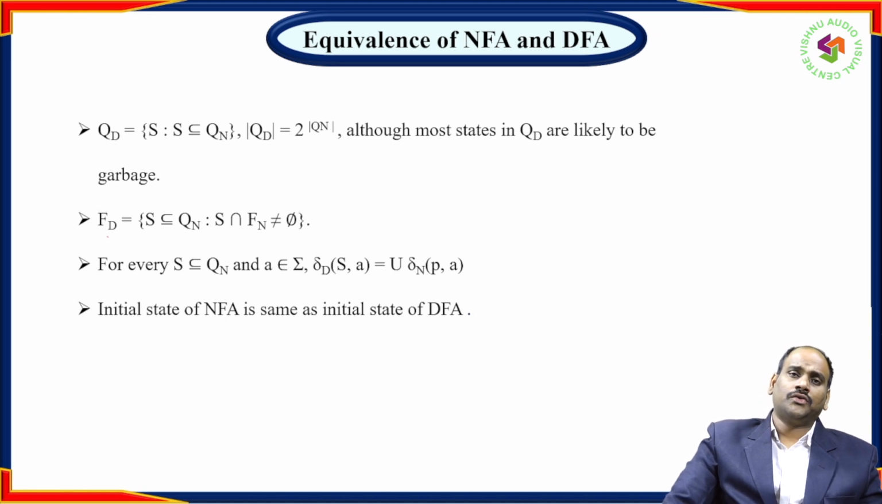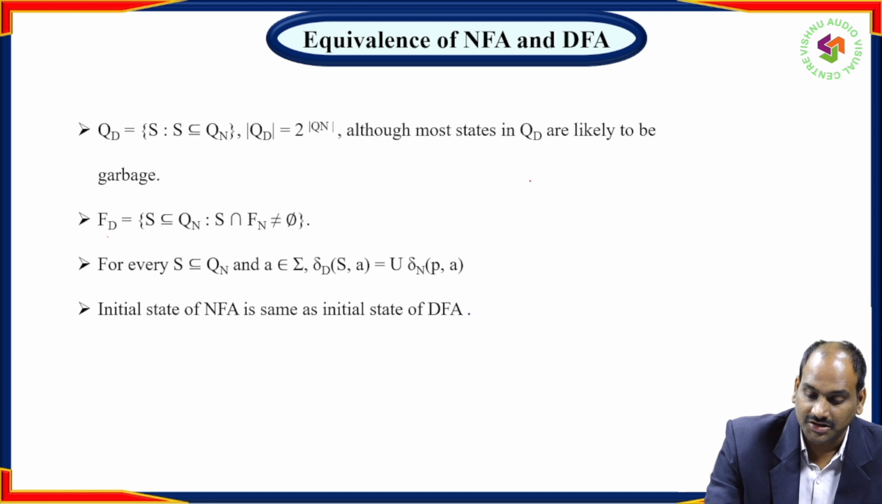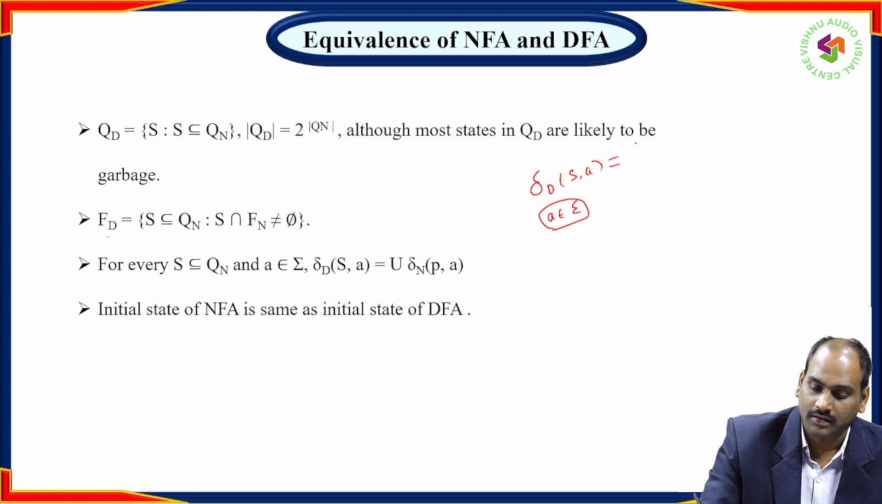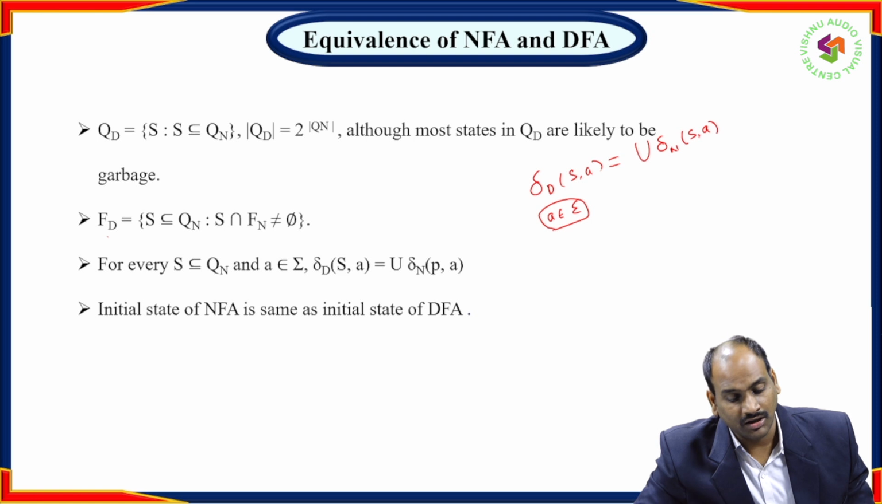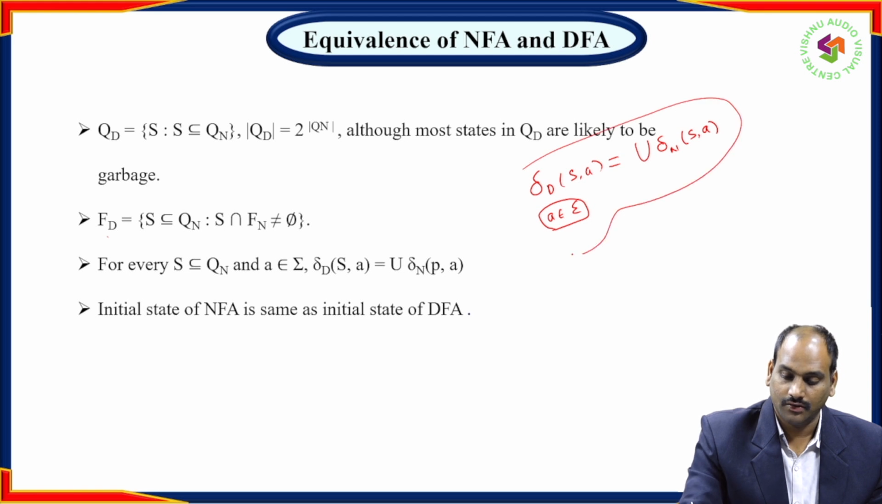For that, first we have to define what the initial state is, what the final states are, and how the transitions should be. And we are given the transition function delta D of S comma A, where A belongs to sigma, that means A is a symbol from the alphabet. Here we can write it as a union of delta N of S comma A. And this is the transition function we mostly use in conversion.